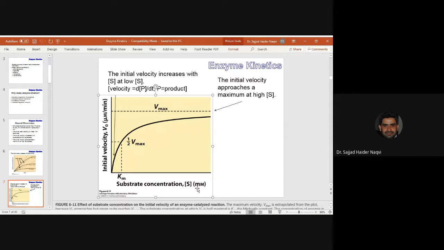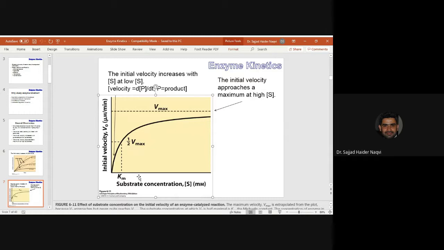And as I said in the previous slide, half of the Vmax is called the Km. So this is the initial velocity. Here you have the Vmax, and the substrate concentration at half of that will be called Km. Km is a constant. Different enzymes have different Km values depending upon their structure and the binding of their substrate.